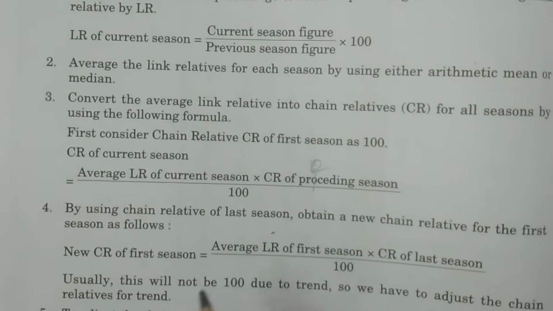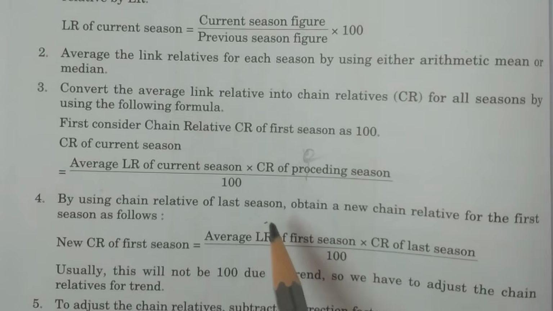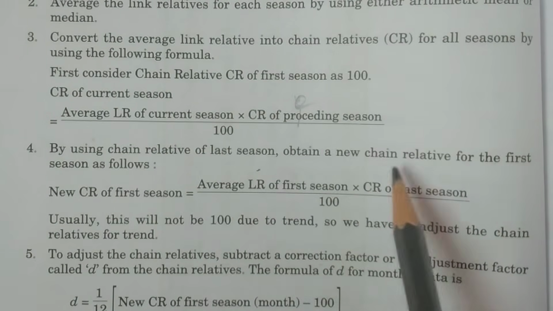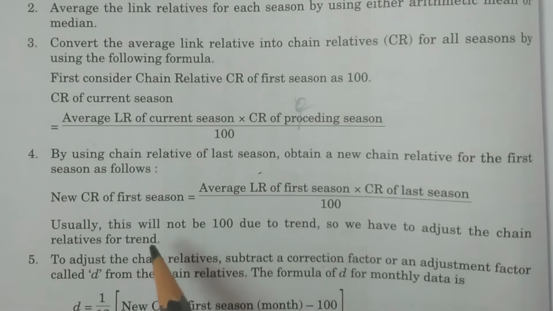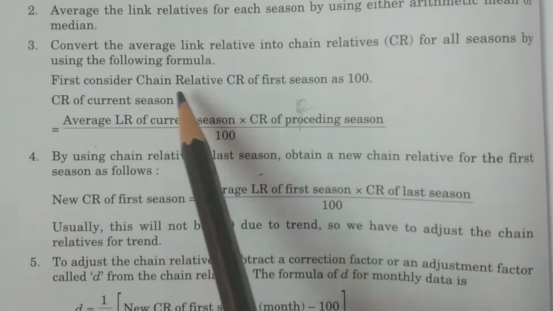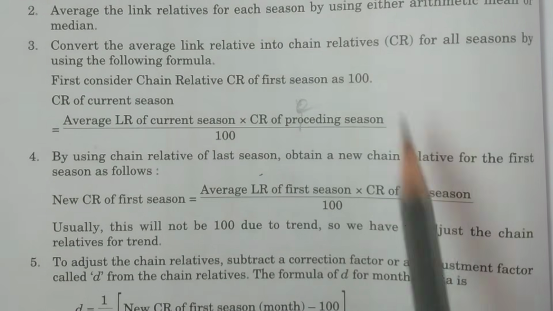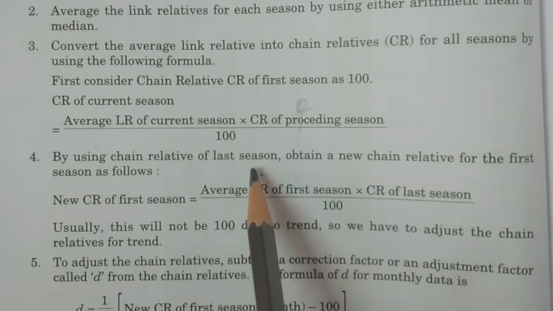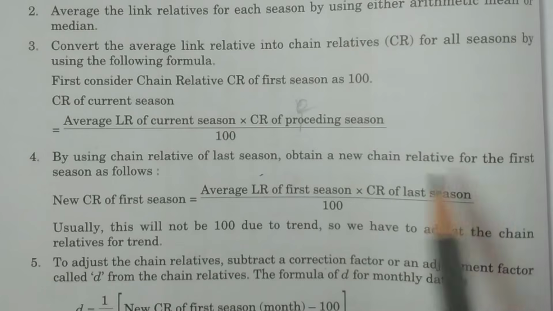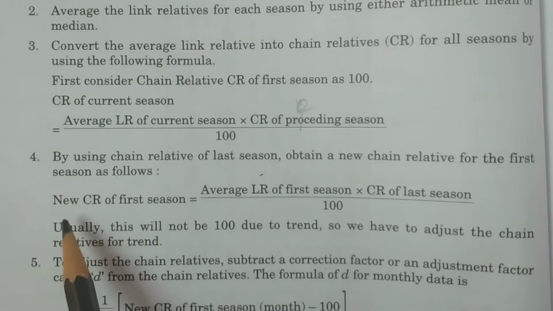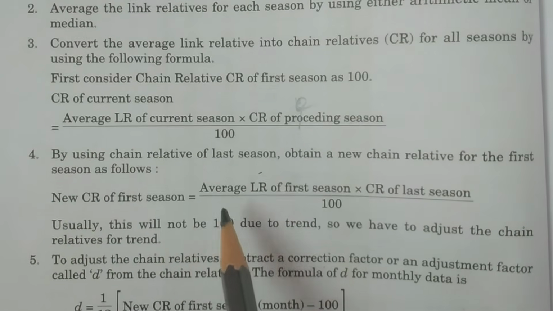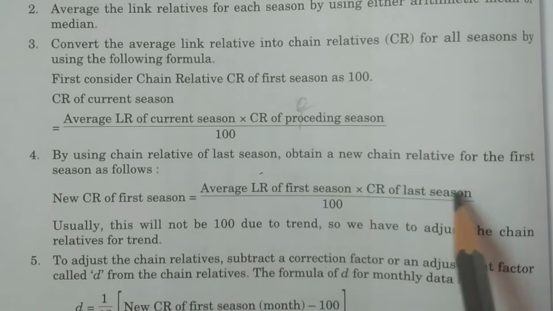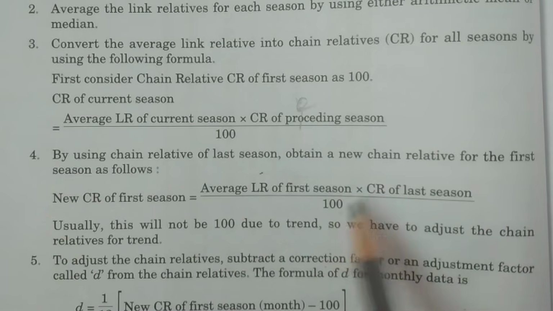Now, by using the chain relative of the last season, obtain a new chain relative for the first season, because we had considered the first chain relative as 100. That is, we are changing it now. The new CR of the first season is calculated as the average LR of the first season multiplied by the CR of the last season, divided by 100. This is the change you have to make.